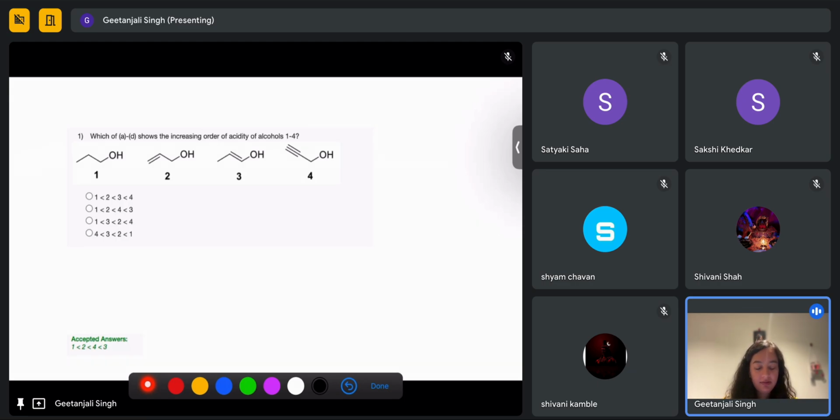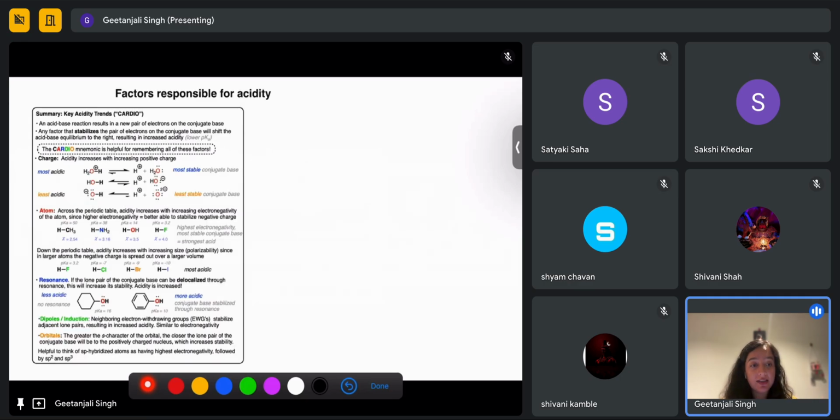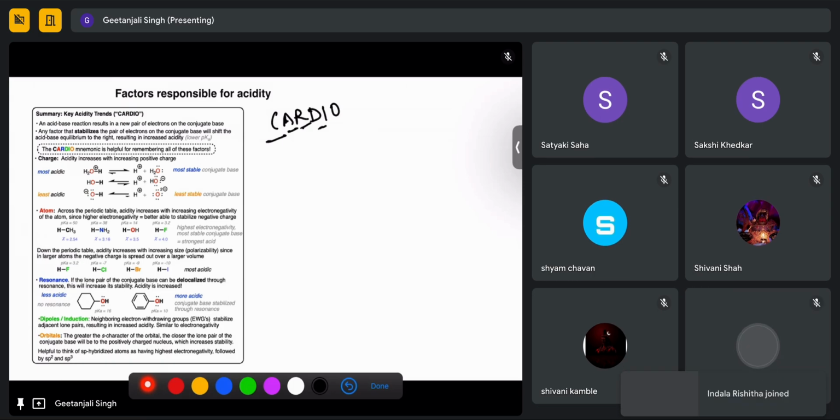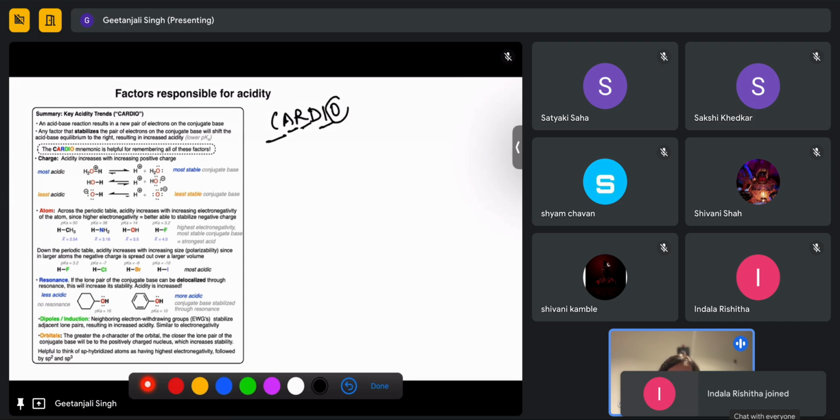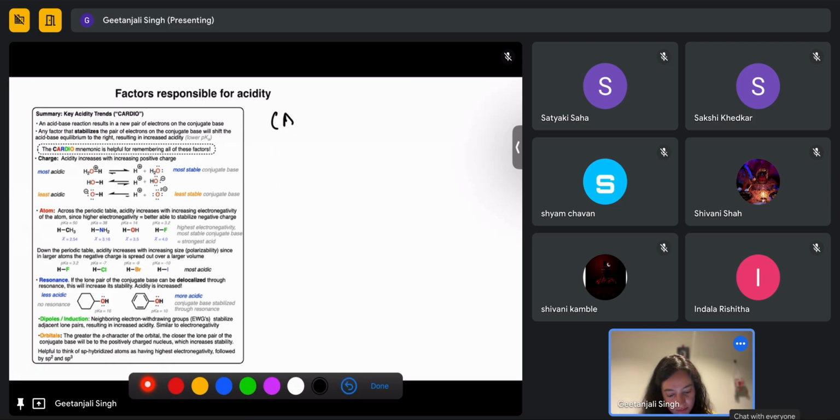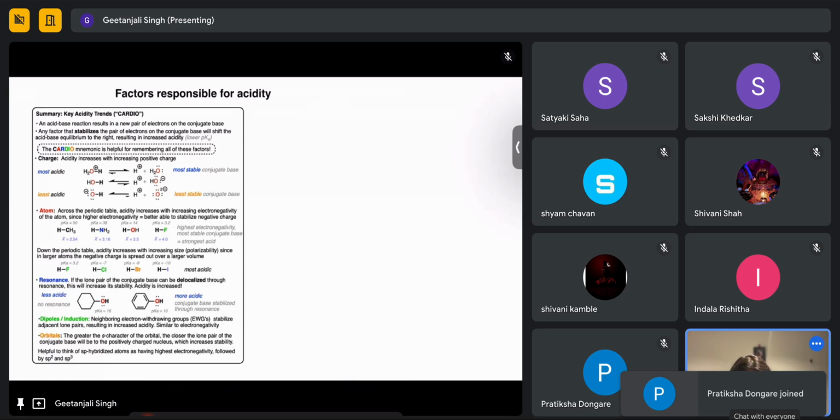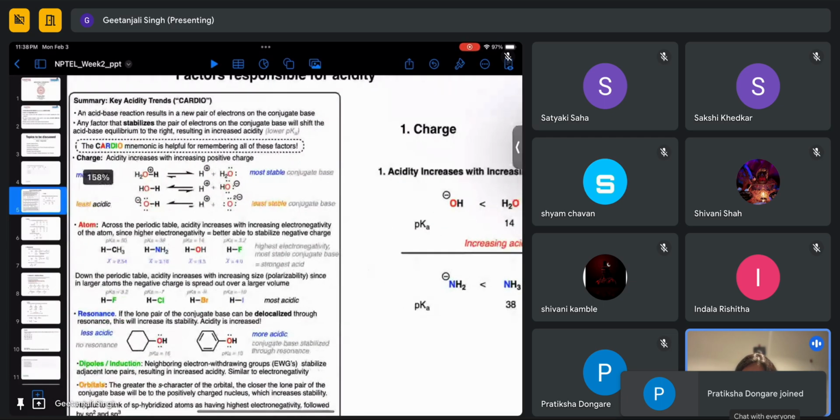Okay, the simple factors responsible for acidity are called CARDIO. C stands for charge, A for atom, R for resonance, D for dipole-dipole interaction, and you can just forget that, I for inductive effect, and O for orbital. Now I've made a slide for you guys just to see. I'll just try to zoom it.